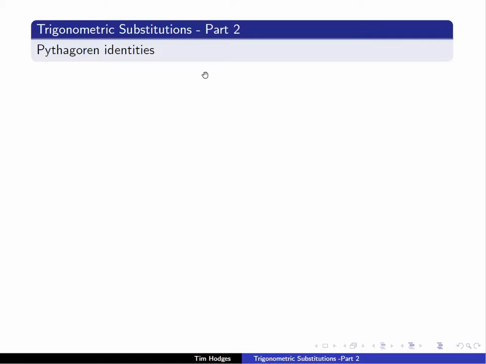In the previous video, we looked at how to use a trigonometric substitution to find integrals that involved the square root of a squared minus x squared. We're now going to use similar techniques for analogous functions involving the square root of x squared plus a squared and the square root of x squared minus a squared. Before we do that, we need to review a little bit about Pythagorean identities, which will be essential.